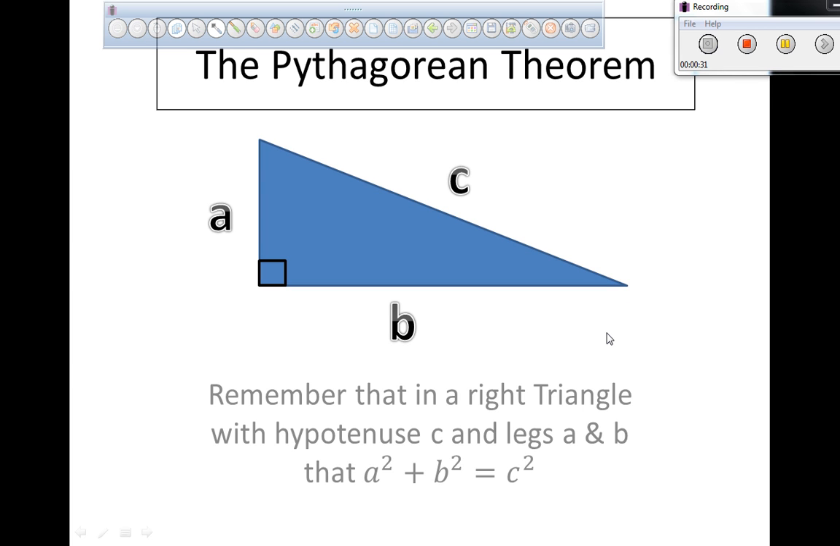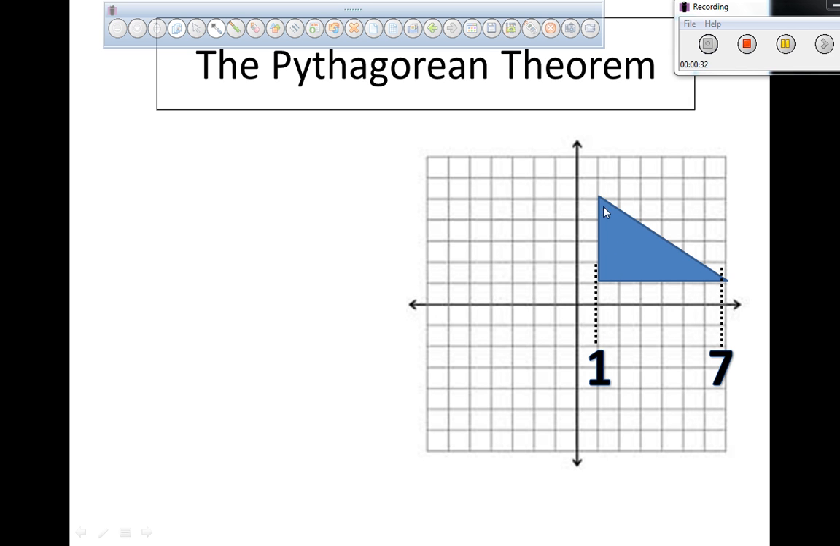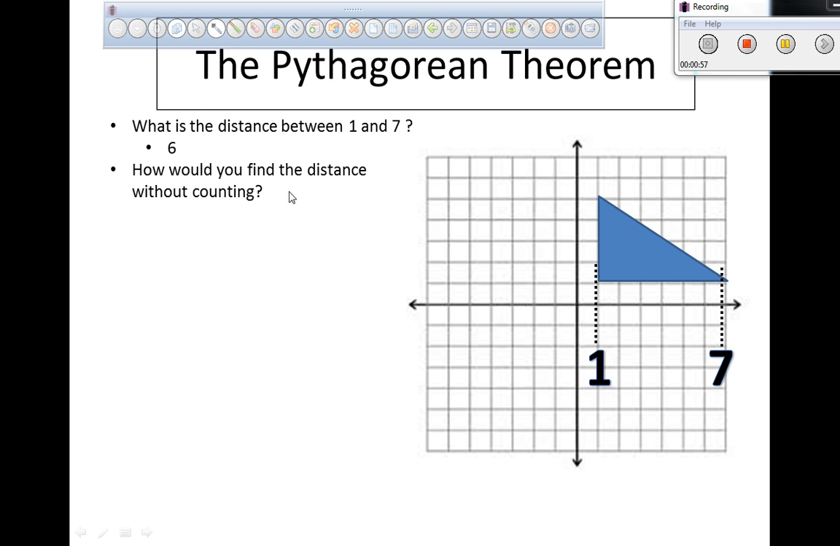Alright, so let's look at this. We have a triangle on a coordinate plane, and so we're at 1 and we're at 7. So the distance between those, now we could count, so we go 1, 2, 3, 4, 5, 6. Okay, so it's 6. Now we also know that we could do that if we didn't have to count.